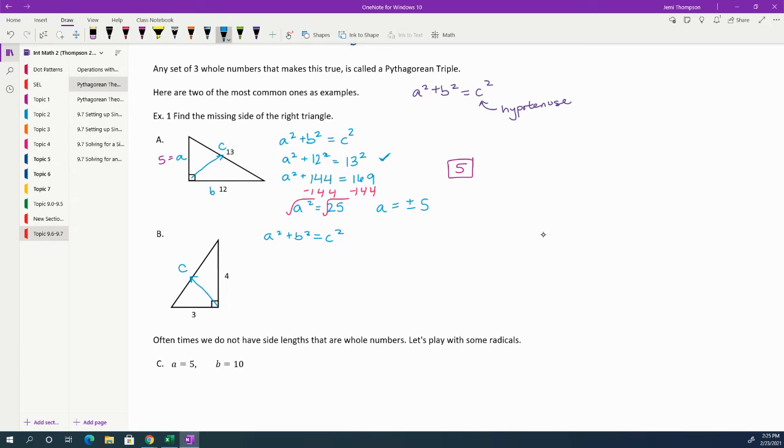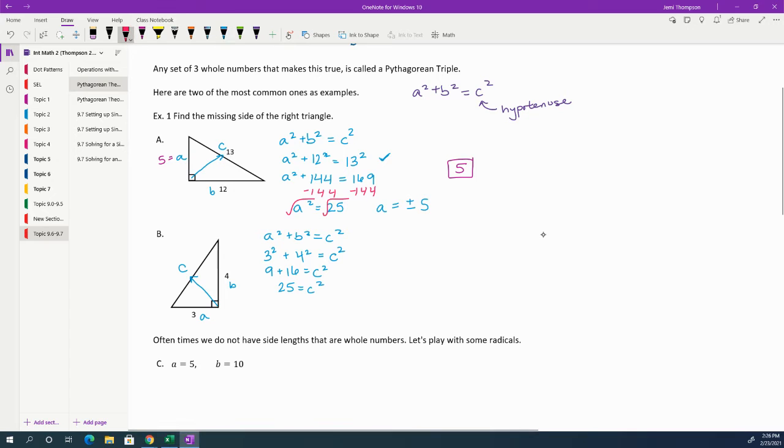So then I could plug in A and B for 3 and 4, and it does not matter which way I do it. I could exchange A and B and still get the same answer. So 3 squared plus 4 squared is equal to C squared, which is what I'm looking for. 3 squared is 3 times 3, so that's 9. 4 squared is 4 times 4, I get 16. 9 plus 16 is 25.